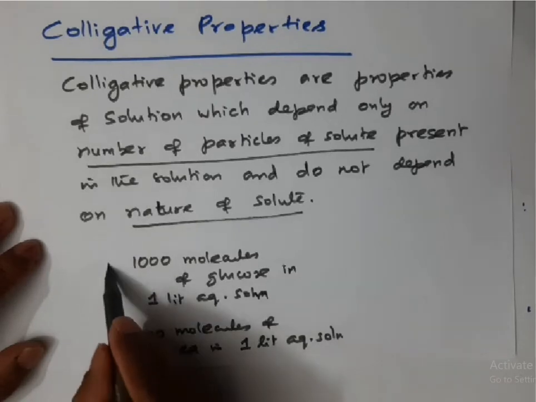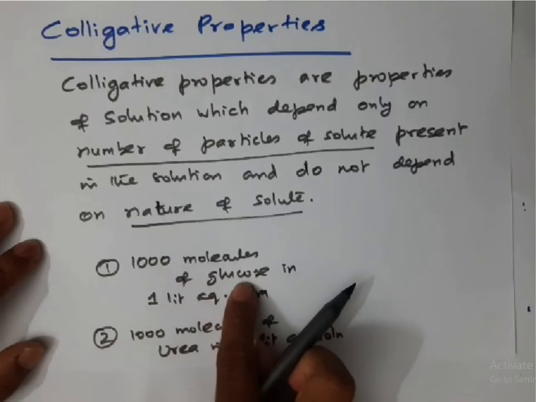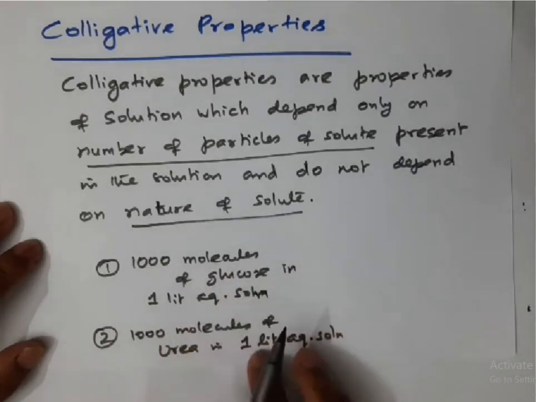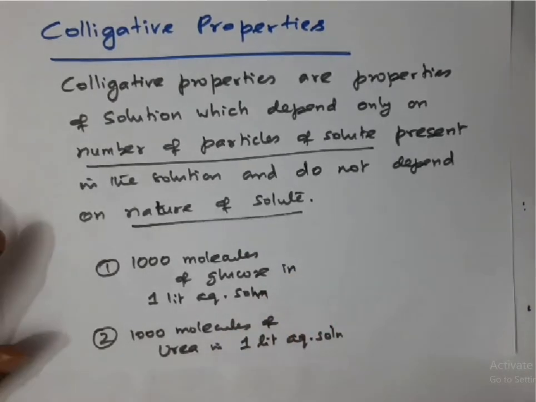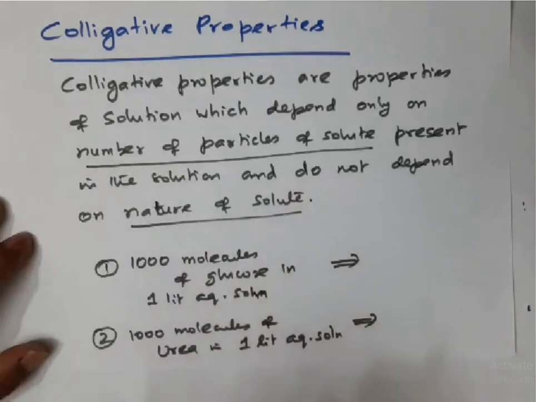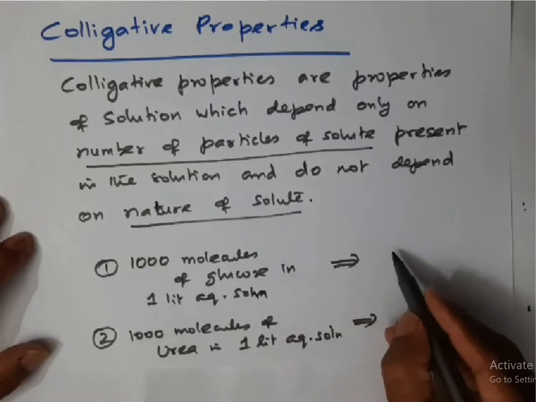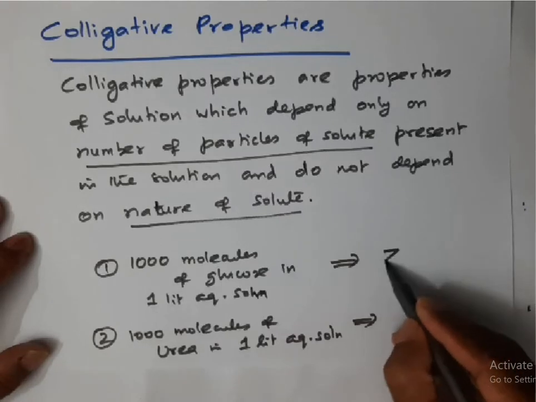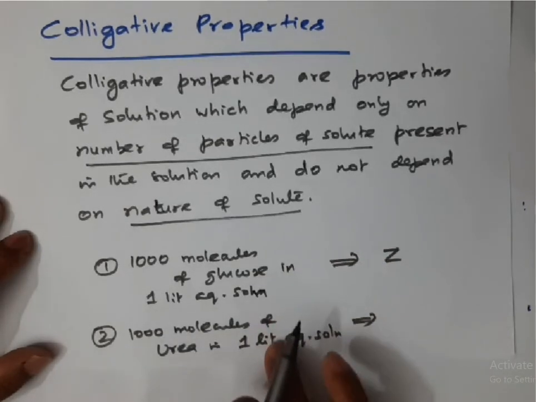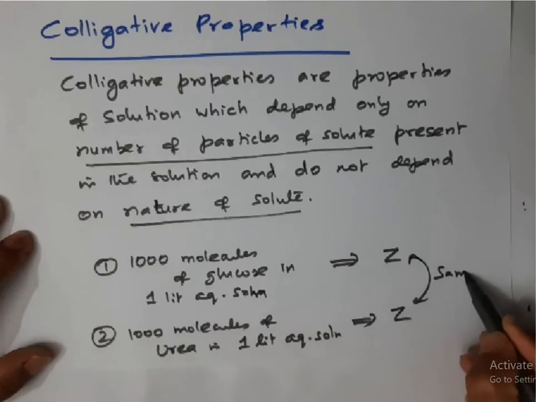I have taken two solutions. In one I have 1000 molecules of glucose, in the other 1000 molecules of urea. Both are aqueous solutions with the same volume. If you measure a particular colligative property here, you will get some value, say Z. If you measure the same colligative property for the other solution, you will get the same value.